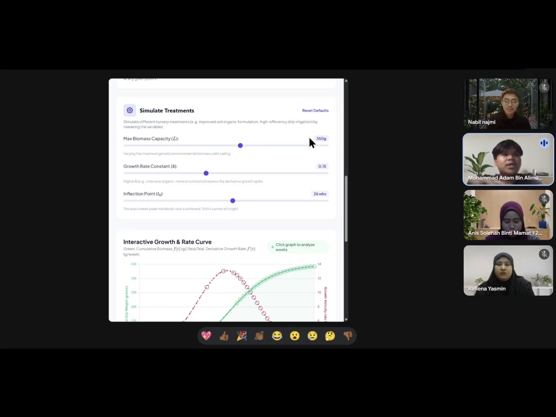And the second one is the growth rate constant, K. This parameter controls how quickly the seedling grows. A higher K value means the plant accumulates biomass more rapidly, producing a steeper growth curve.